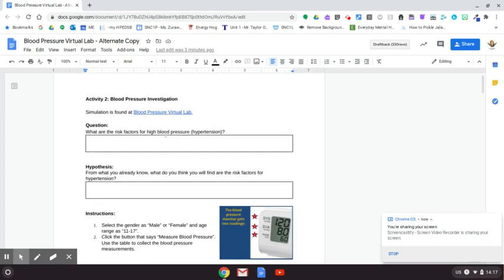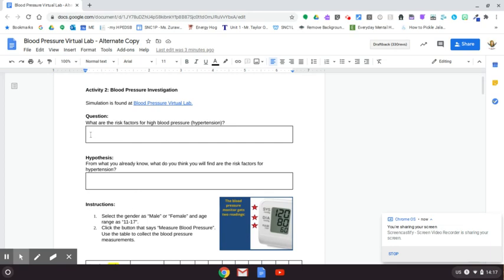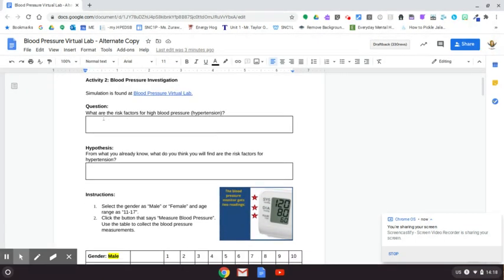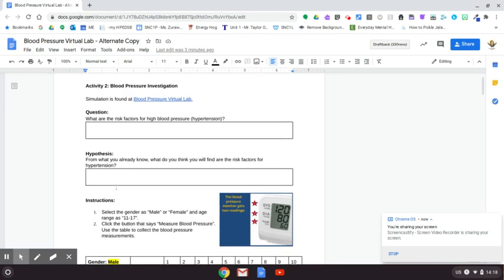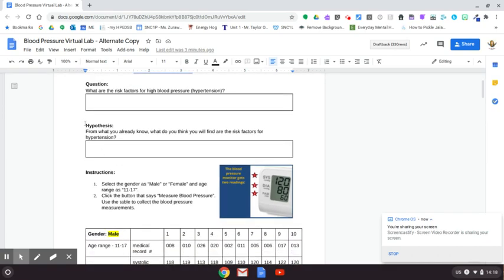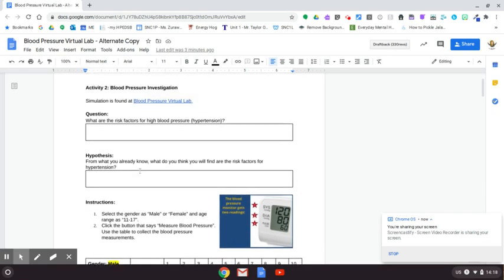I'll open it up shortly, where you investigate what the risk factors are for high blood pressure, also known as hypertension. You should be able to do a quick Google search on that one. Even a copy and paste, I did it, comes up real fast. And then you're going to create a hypothesis.